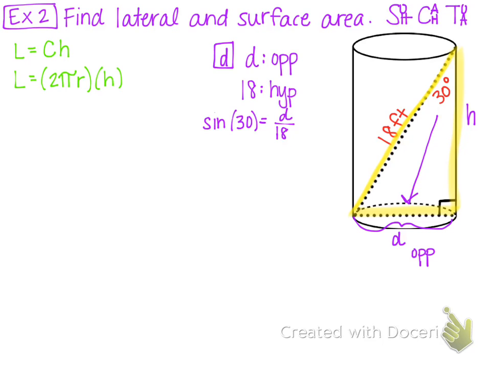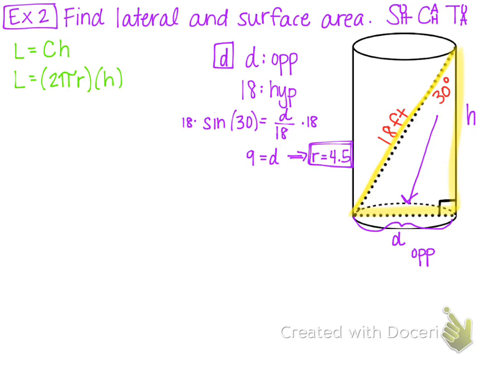To solve for this, we multiply by 18 on both sides. Make sure your calculator mode is in degrees, and type in 18 times sine of 30. 18 times sine of 30 is 9. So that's the diameter. What does that mean for the radius? It means our radius is 4.5, because 9 divided by 2 is 4.5. We're going to use this to plug into our formulas.